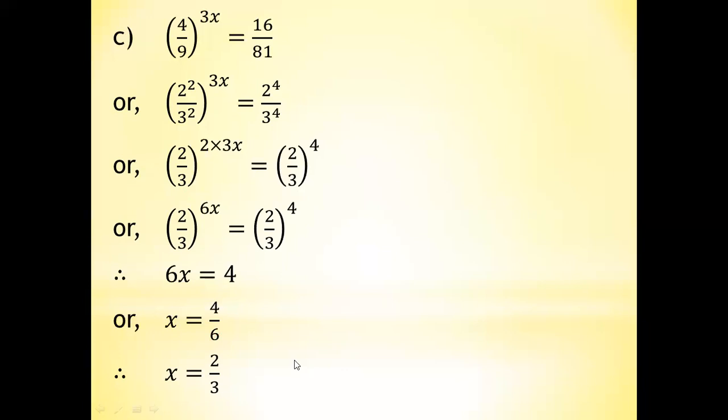Now, let's talk about the last question, number D, which is like this: (5 by 4) whole to the power 2x equals 64 by 125. Now, everyone, please pay attention properly.